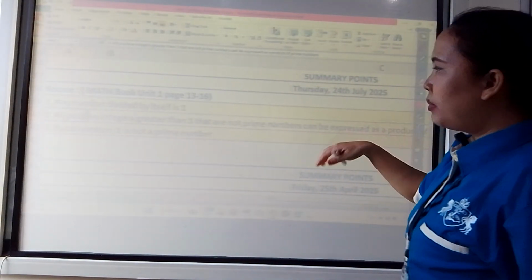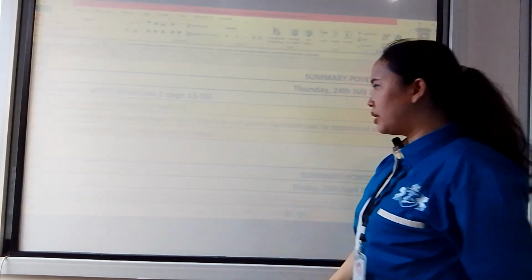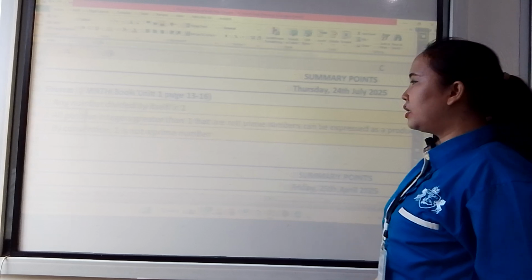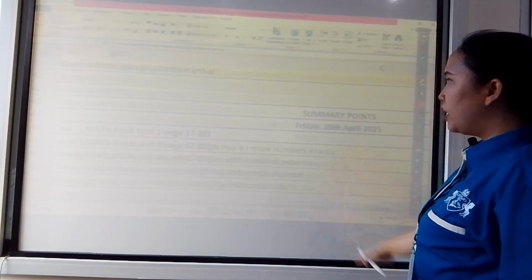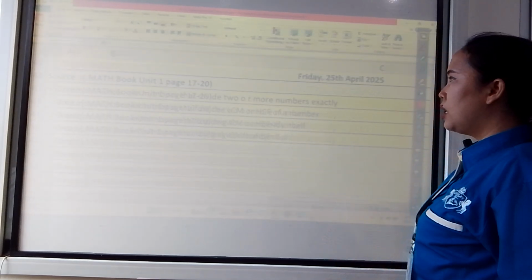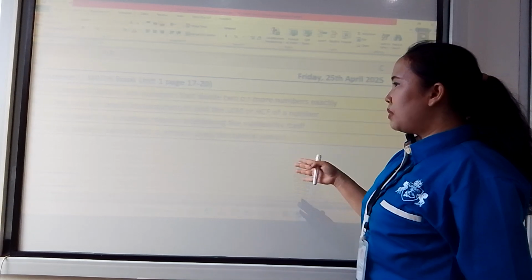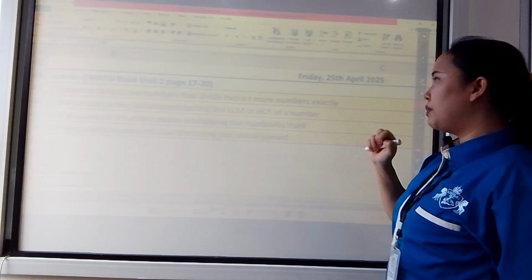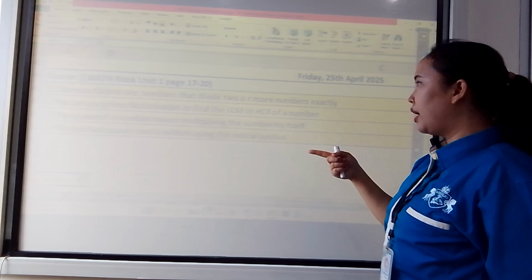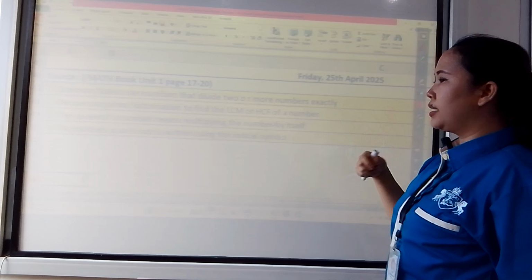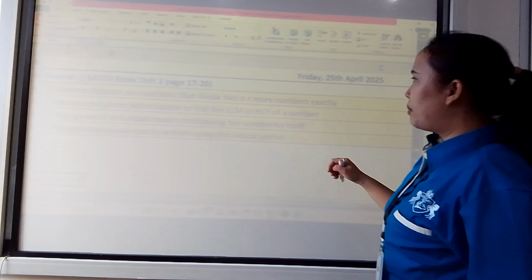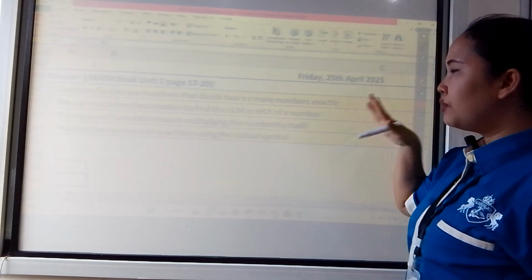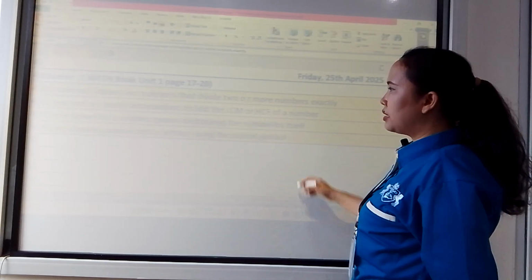Number 3, by convention, 1 is not a prime number because 1 does not fulfill the rule for prime numbers. A prime number must be divisible by exactly two numbers: by itself and by 1. So there are 2 for the prime numbers, while 1 doesn't fulfill the rules.